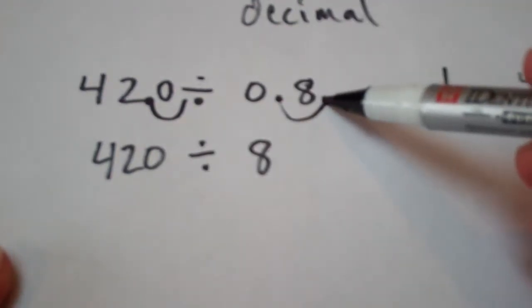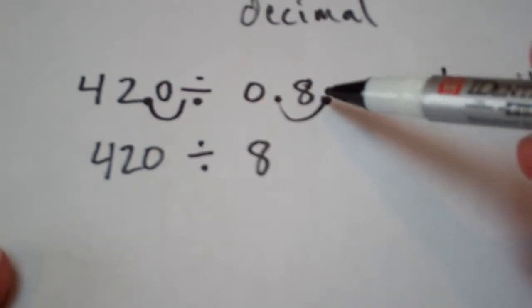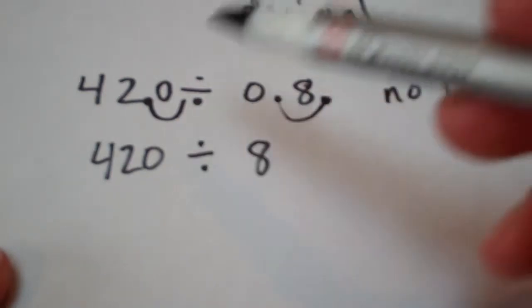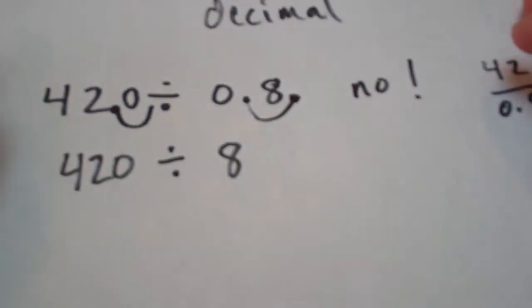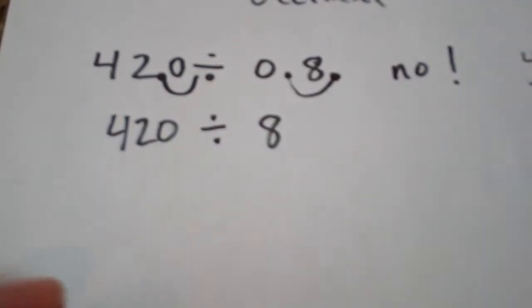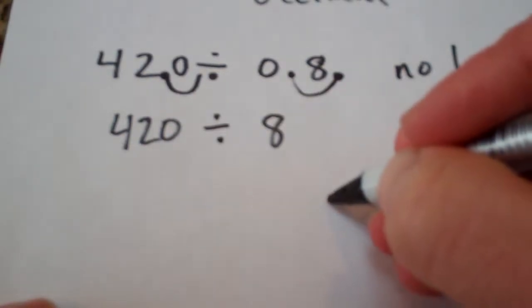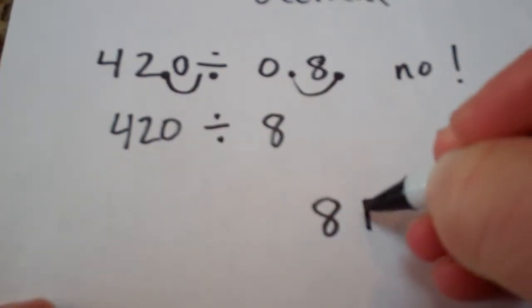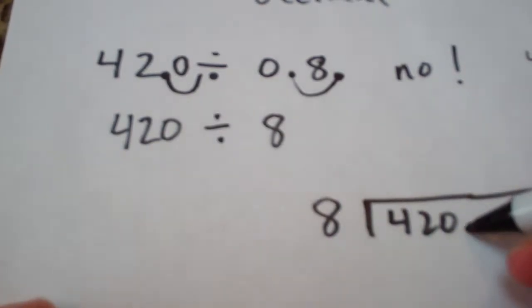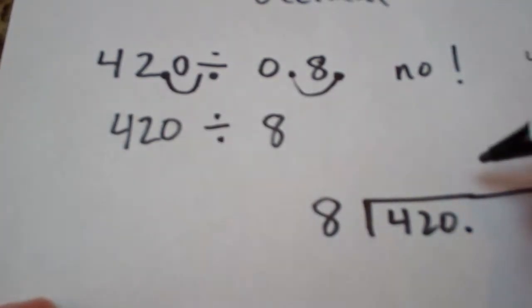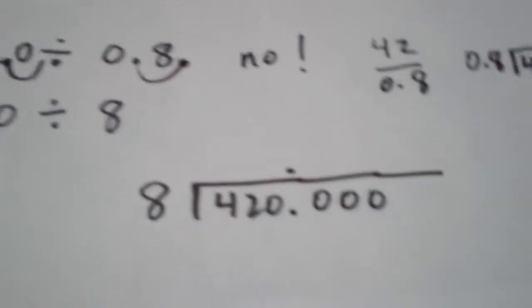Whatever I do to this divider, however I move the decimal, I also have to move it over here to keep this an equivalent expression. So now I have 420 divided by 8, and the 8 goes on the outside. I have 420. My decimal comes after the 0 and carries straight up, and I need to add some zeros in case I have to bring them down.